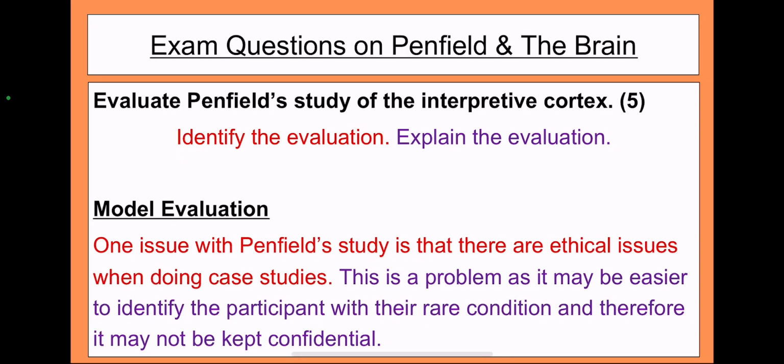In terms of evaluating studies, I want you guys to remember the two-part evaluation in order to impress the examiners. If you had a question like evaluate Penfield's study of the interpretive cortex, for each evaluation you need to identify the evaluation and explain why it's an evaluation. So you might say one issue with Penfield's study is that there are ethical issues when doing case studies. That'll get you 1 mark, but you need to keep going. You need to tell me why this is a problem. So you might say this is a problem, as it may be easier to identify the participant with their rare condition, and therefore it may not be kept confidential. That's much more likely to impress the examiner and get you 2 marks per evaluation.